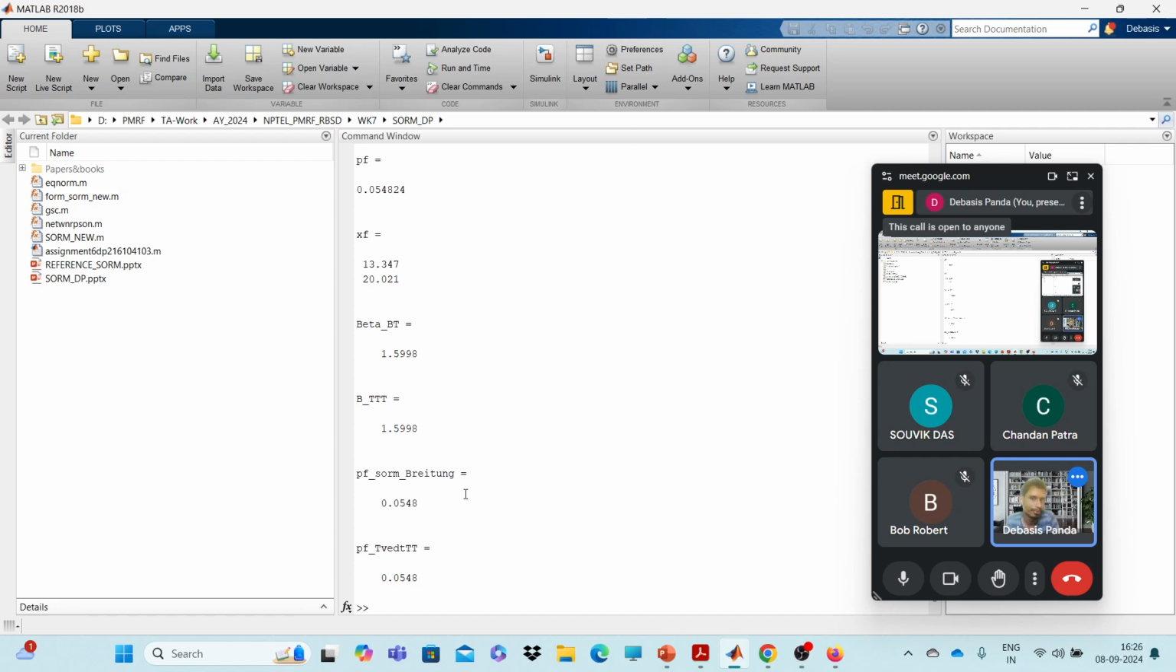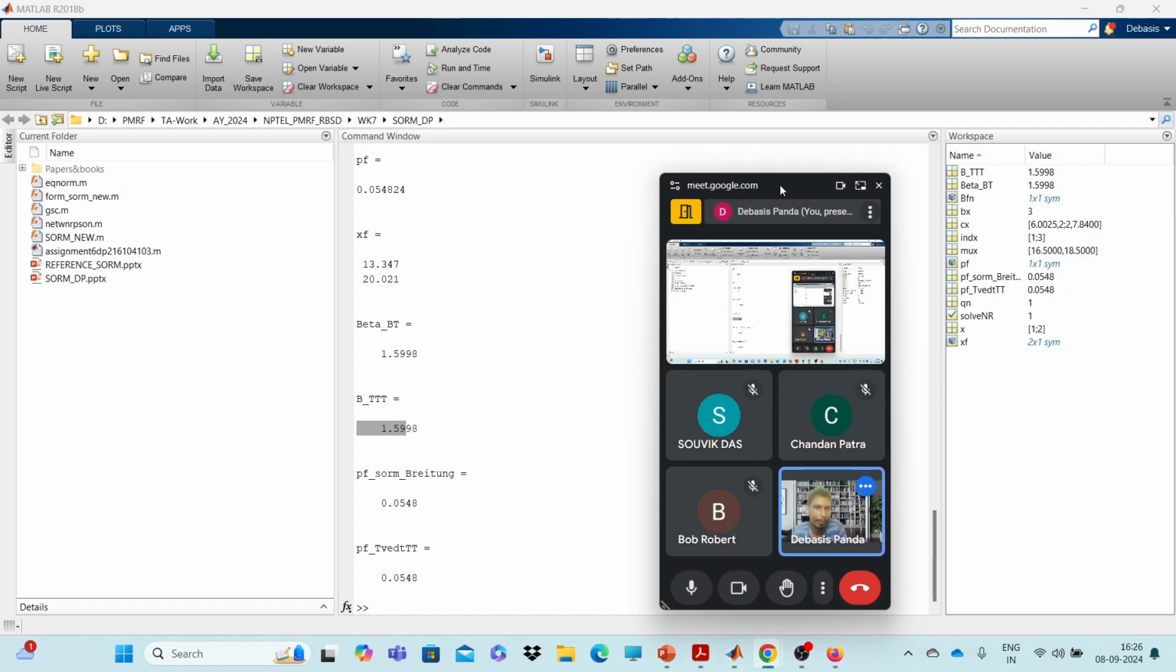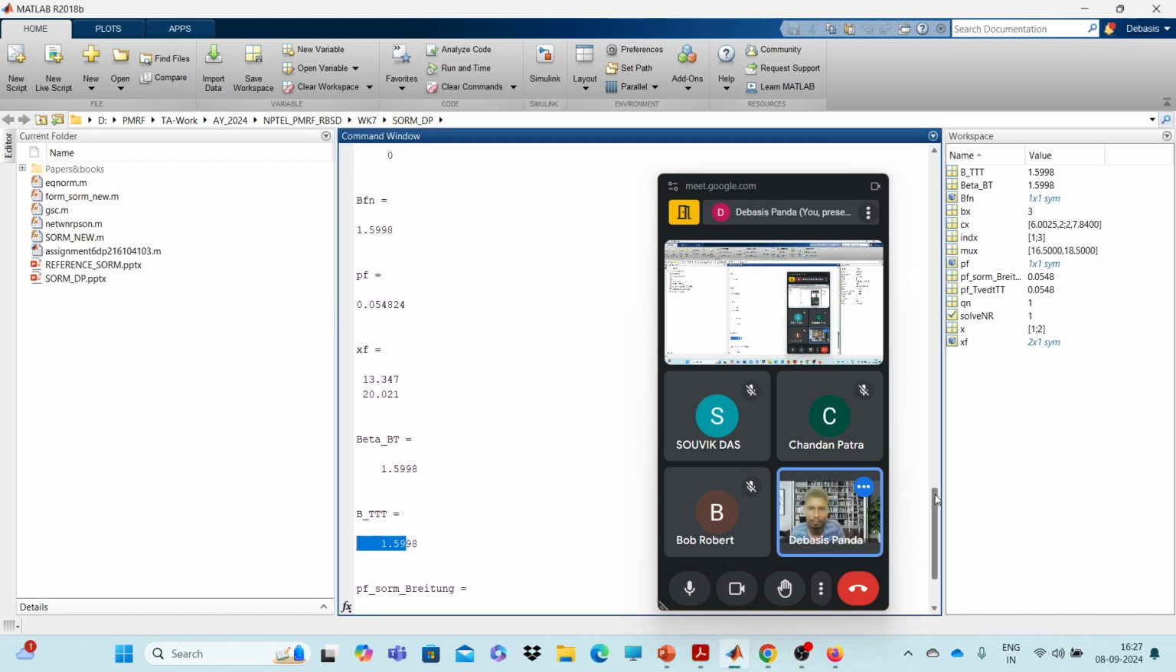Yes or no? From Breitung, probability of failure 0.05, first order 0.05, first order beta 1.15, second order beta 1.15, and if we go above 1.59, same. That means our code, whatever we have made, is working well, and it can handle all kinds of problems like this problem: correlated non-normal linear. We have correlated non-normal non-linear, it also handles it.